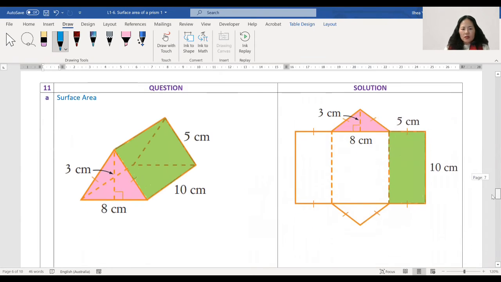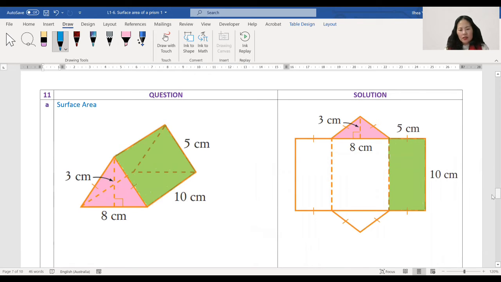Okay, so first one, surface area. I'll put a little color on it so that you can see. This is what we call a net sketch. So when you open up the prism, this is what you're going to get. The pink part is the one on the top of that, and the green part is on the side. So when you fold it up, it'll make it like this. Okay, so vice versa.